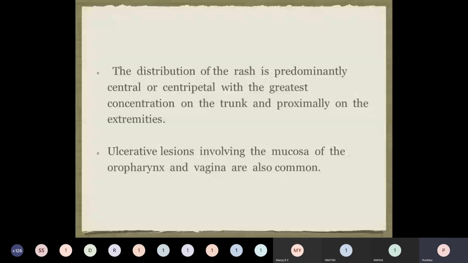The distribution of the rash is predominantly centripetal. What do you mean by that? It is predominantly central, with the greatest concentration on the trunk and proximally on the extremities. The ulcerative lesions are usually seen on the mucosa of the oropharynx and also the vagina.